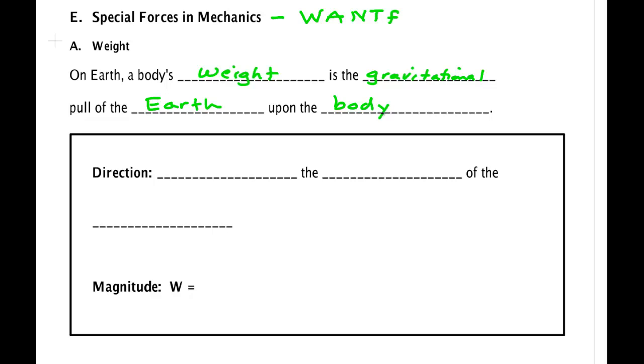Pulls everywhere. Also, it's a vector. You should say that Johnny's weight due to the Earth is 200 pounds down toward the Earth. And we don't usually do that in everyday language, but that's wrong. It's a vector and needs a direction. So the direction here is toward the center of the Earth.